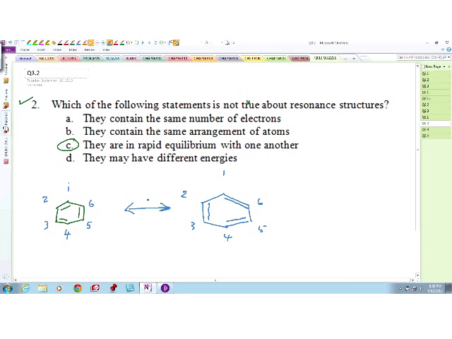So you can see here, these two molecules represent what we call benzene. The difference between these two molecules is the placement of those pi electrons. And so therefore we say these are resonance hybrid or resonance forms of benzene.